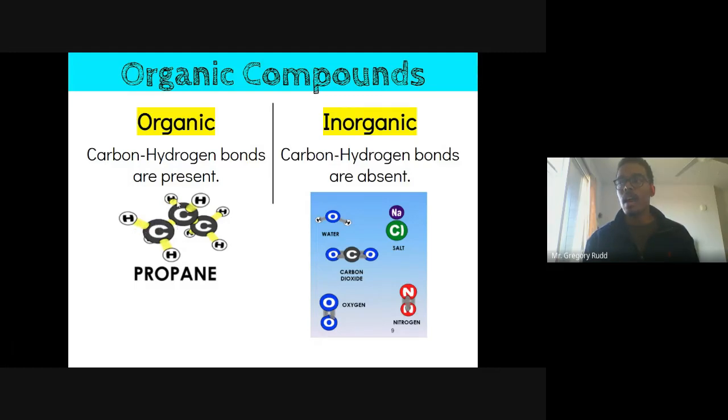C3H8 is propane. But the reason we would consider propane an organic compound is because we have these yellow bonds present, which are connecting carbon and hydrogen. That's what makes propane and similar molecules organic. It has those carbon-hydrogen bonds.